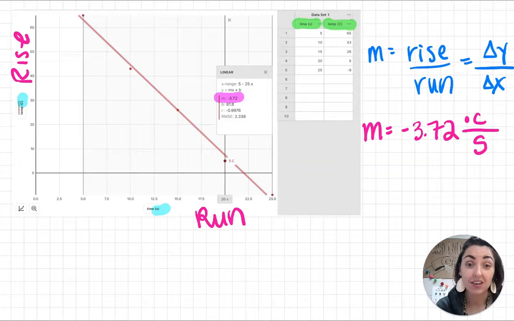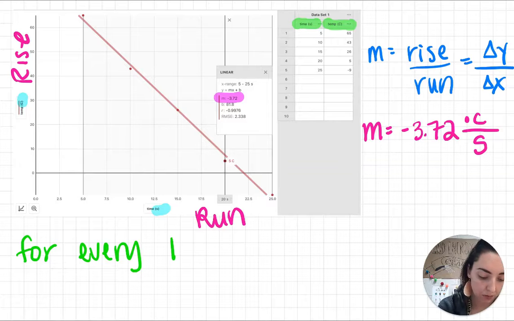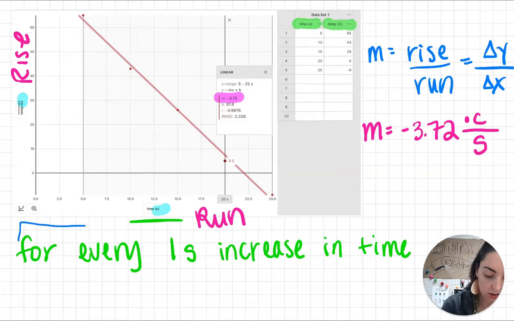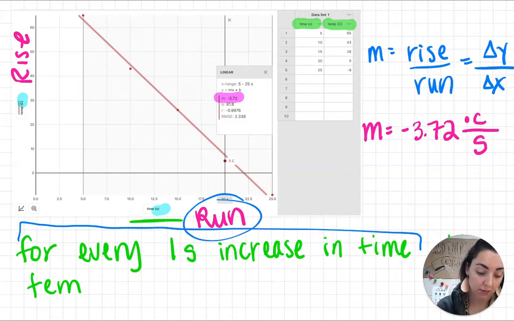Now the next thing I would like to do is write a for every statement for this. And a for every statement always starts with, for every one, whatever is on your x. So time, for every 1 second increase in time. So I always start with my run. I'm always starting with my x, my run. The temperature, that's my y, my rise, my dependent variable. So for every one change in my independent variable, my temperature, my dependent variable, if I look at the slope, I see it's negative. So that means it's decreasing. If it was positive, it would be increasing.